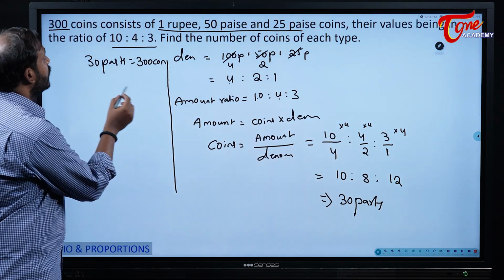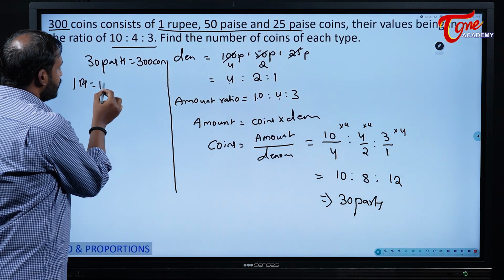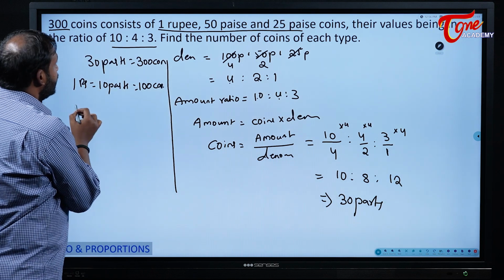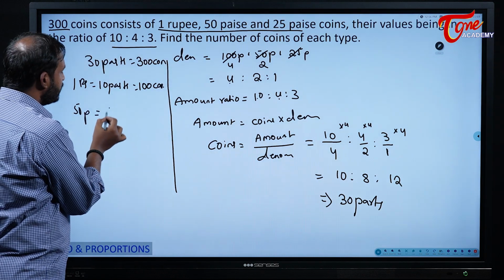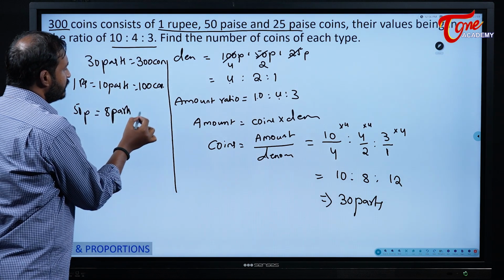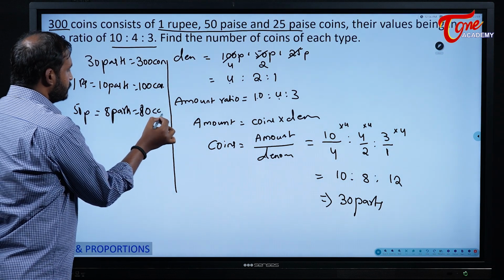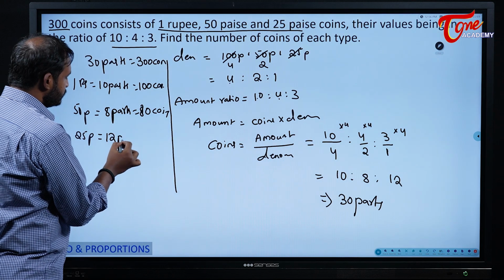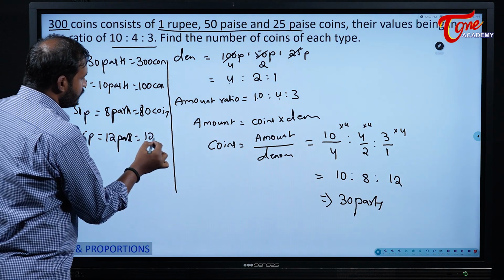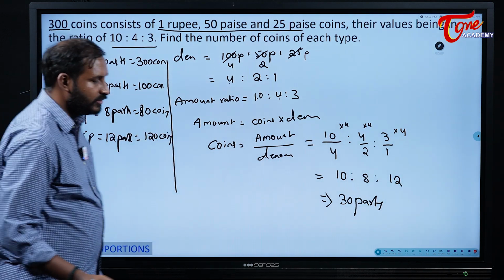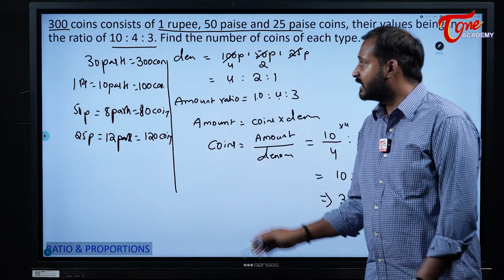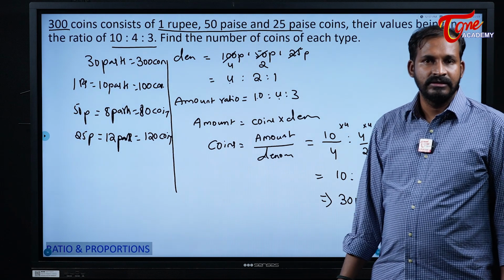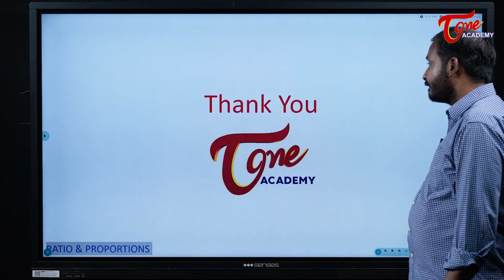So now 1 rupee is how many parts? 10 parts. So this will become how many coins? 100 coins. Next 50 paise are of how many parts? 8 parts. So this will become how many? 80 coins. Next 25 paise coins are of how many parts? 12 parts. So this will become how much for me? 120 coins. So in this manner you need to solve the problems. They may give us any one value, they will skip the other values. You need to solve them accordingly. Okay, understood?